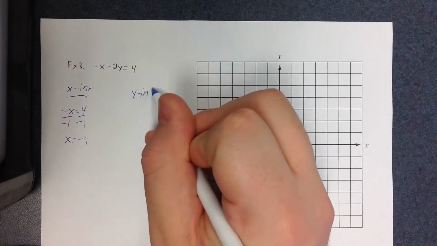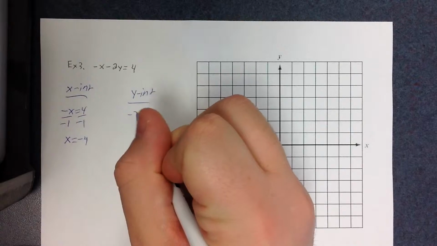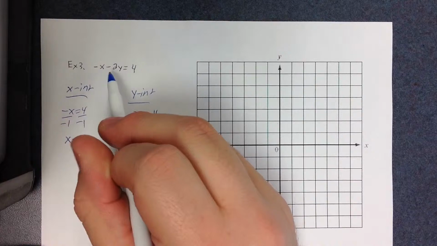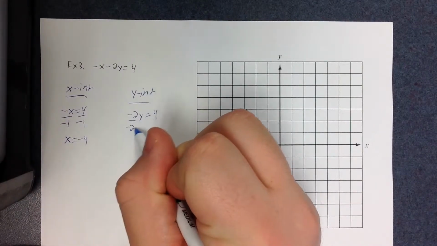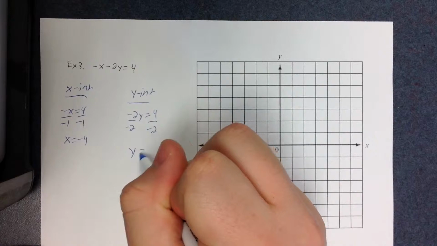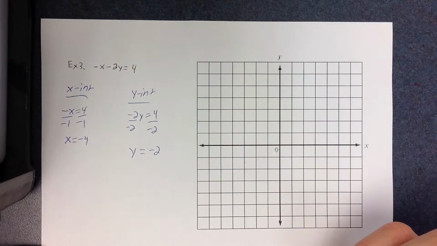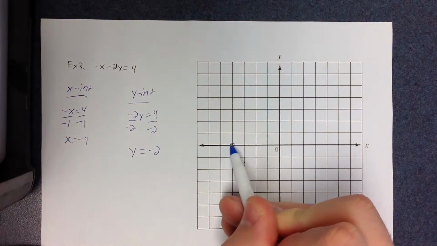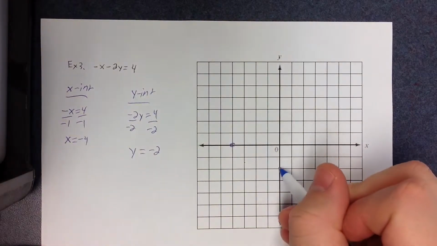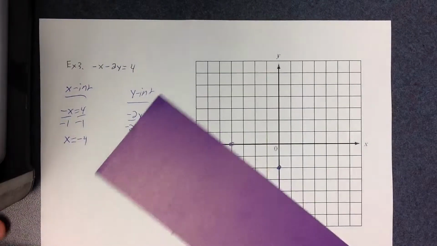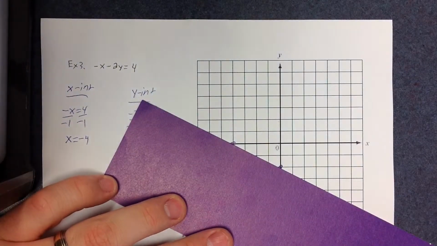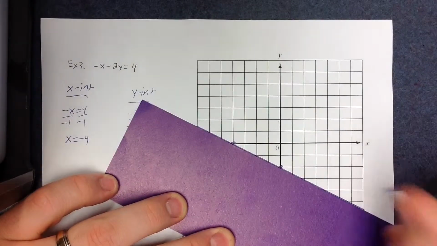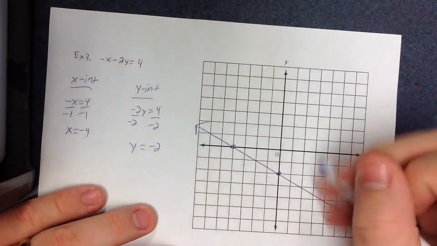To find the y-intercept, I'm taking out the x term, and I get negative 2y equals 4. Again, it's a negative 2y because that was a minus 2. So then I divide both sides by a negative 2. 4 divided by negative 2 is negative 2. So my x-intercept on the x-axis is at negative 4. The y-intercept is on the y-axis at negative 2. And then I draw my line.